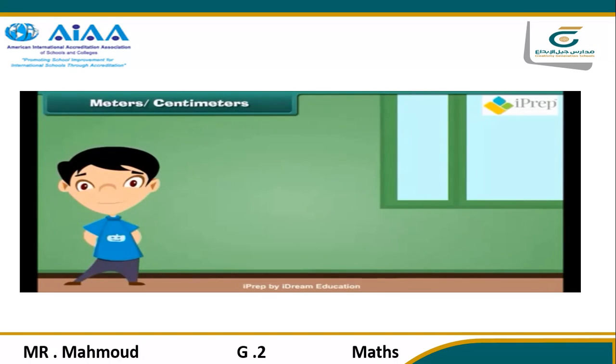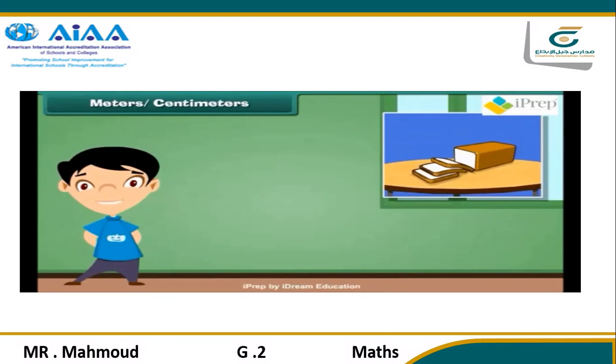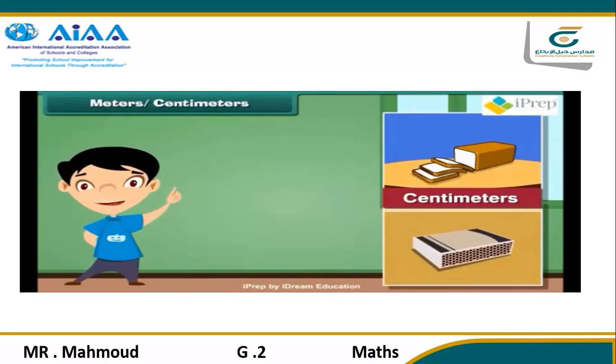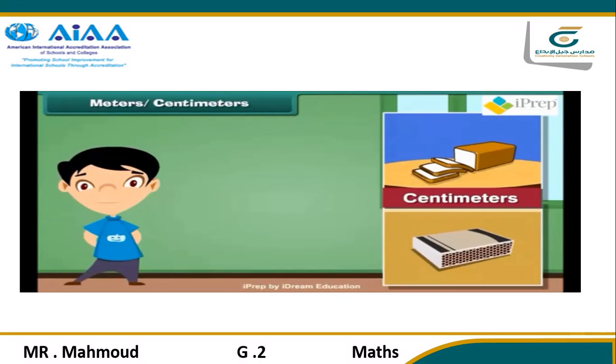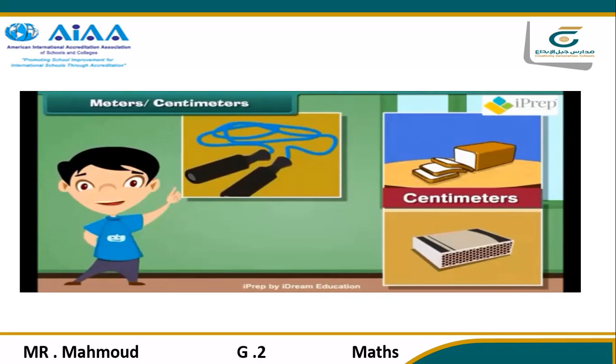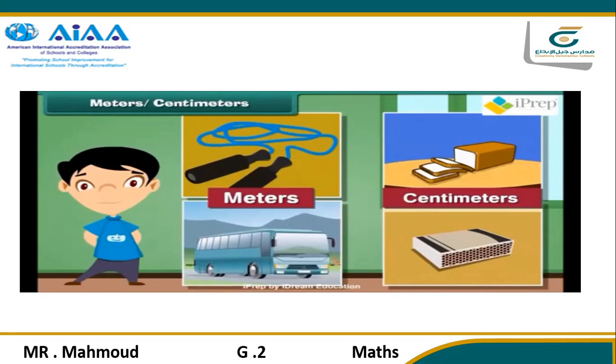Some of the objects have their length in meters, while some of them are so small that they are measured in centimeters only. Length of a bread loaf is expressed in centimeters. The length of a matchbox is expressed in centimeters. The length of a skipping rope is expressed in meters. The length of a bus is expressed in meters.